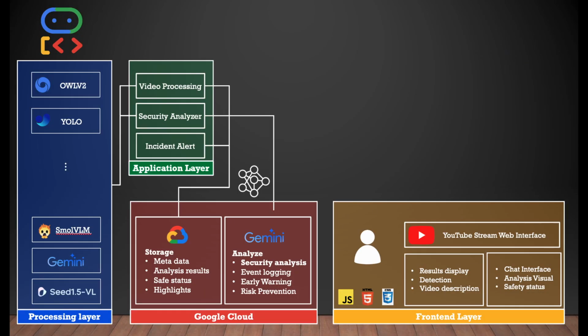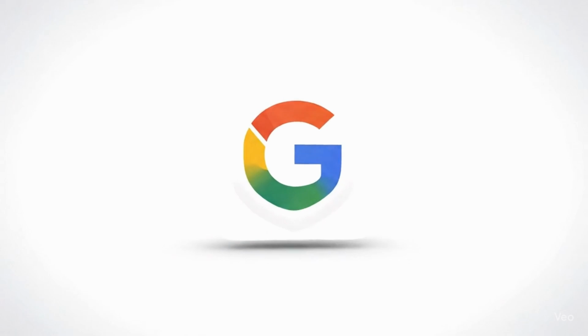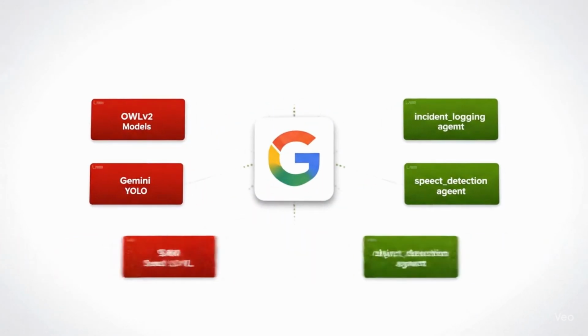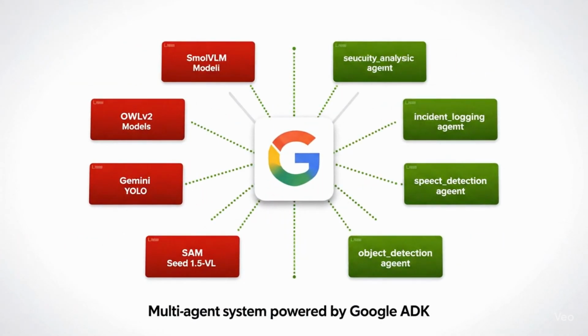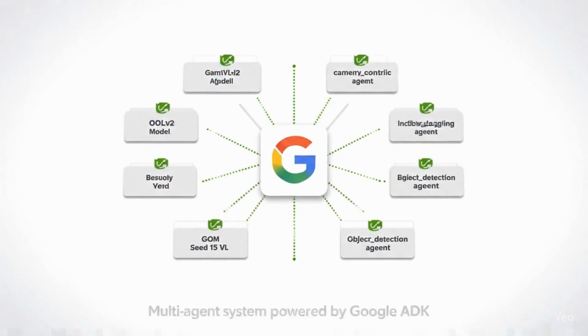This is our architecture diagram with Google ADK at its heart. Google ADK equips Aegis with a multimodal, multi-agent process that automates the complex process of surveillance systems.